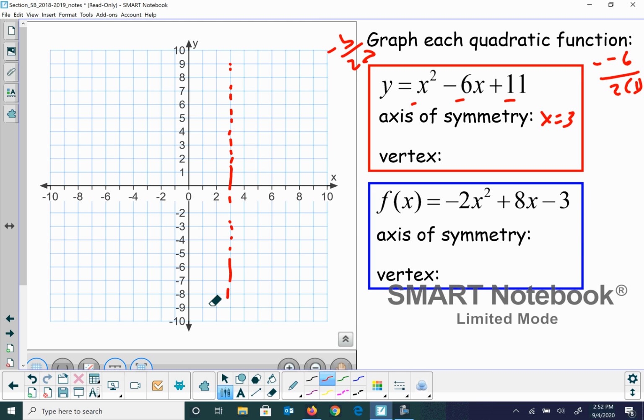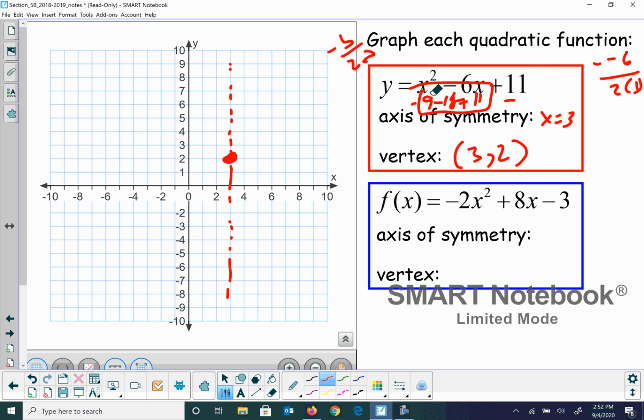All right, now let's try finding my vertex. So 3 comma something. Well, I'm going to plug 3 in. So 3 squared is 9. Minus 6 times 3 is minus 18 plus 11. So 9 minus 18 is negative 9. Negative 9 plus 11 is 2. So I am at 3, 2. So right here is my vertex.